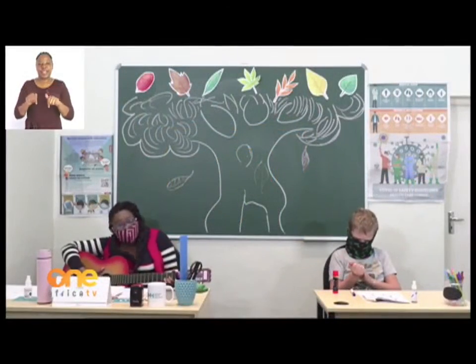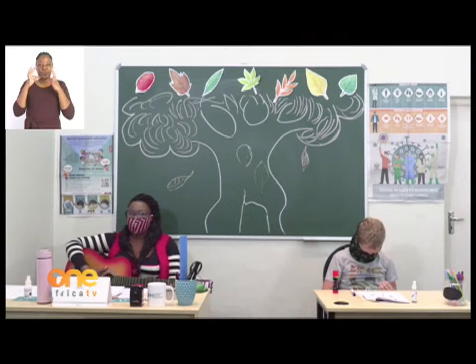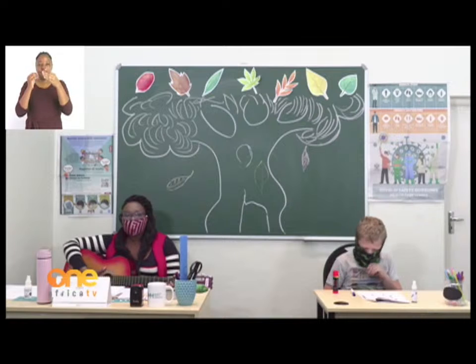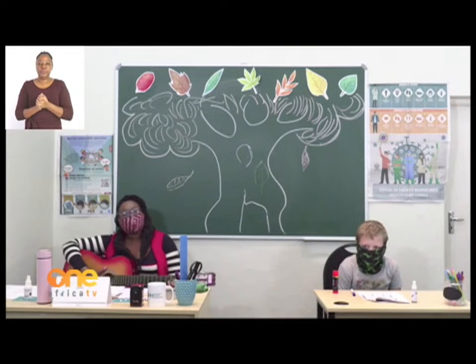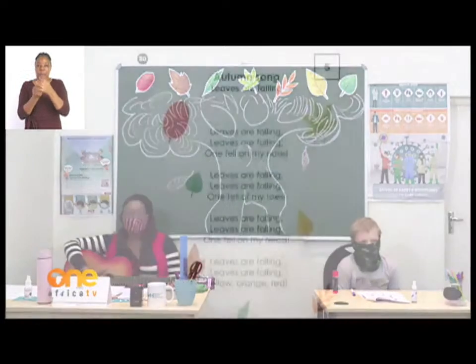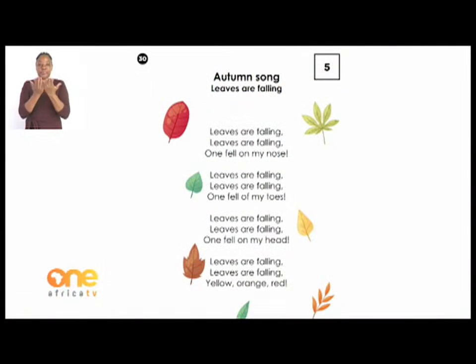Now we have a special treat for you here. I'd like us to please sing about autumn. We have talked so much about autumn that we now need to sing about it. Let us now turn to page 30. On page 30, you can see that there is a lovely song there for us, talking about the leaves falling and where they are falling.